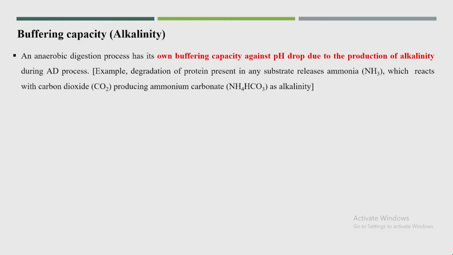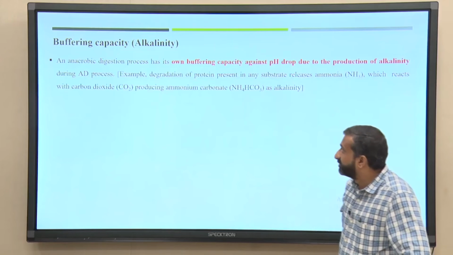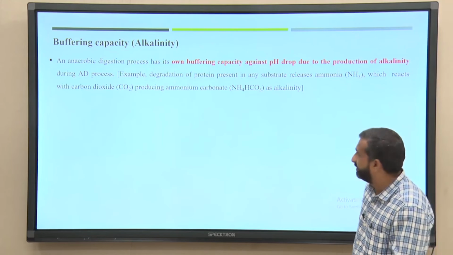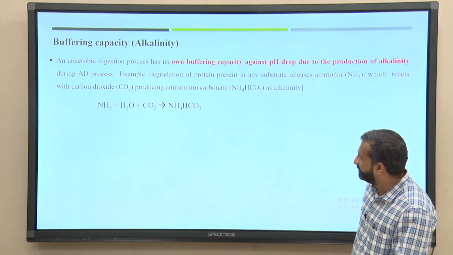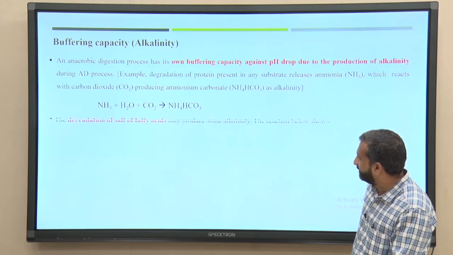Now, if you see the buffering capacity or alkalinity, an anaerobic digestion process has its own buffering capacity against the pH drop due to the production of alkalinity during the anaerobic digestion process. As an example, the degradation of protein present in the substrate releases ammonia, which reacts with carbon dioxide and produces ammonium carbonate, NH4HCO3, as alkalinity. So, because of that also we can maintain the pH in the reactor. So, this could be the reaction.